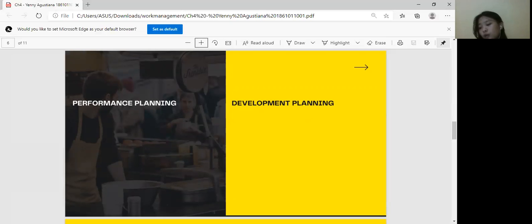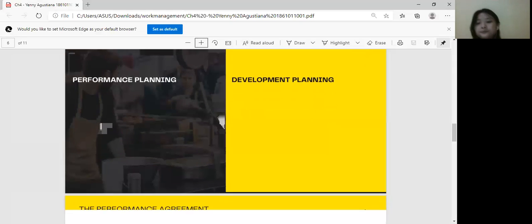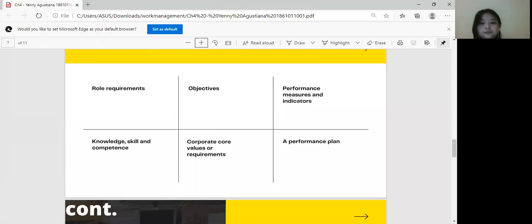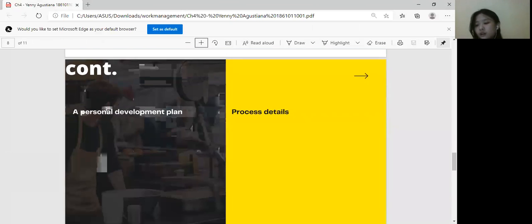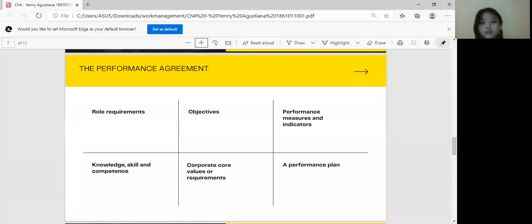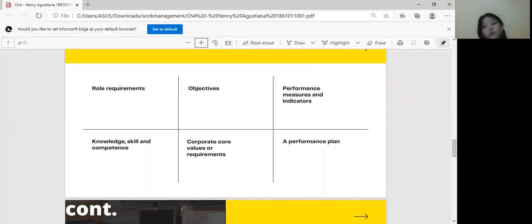Corporate core value and requirement, a performance plan, personal development plan, and process detail. And after that, I will give the explanation about this. The role requirements are set out in the form of the key result areas of the role, what the role holder is expected to achieve, like outputs and outcome. After that, objective, like I said before, is the goal or the target and the standard of the performance.